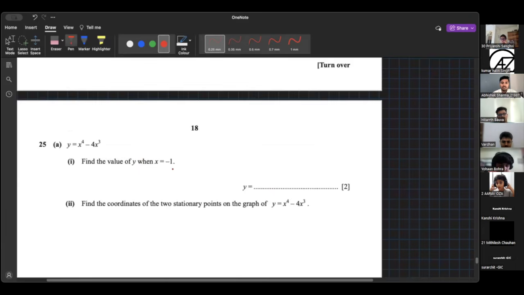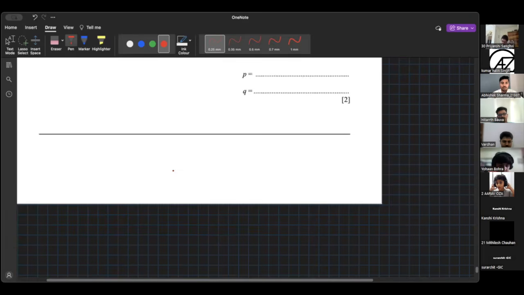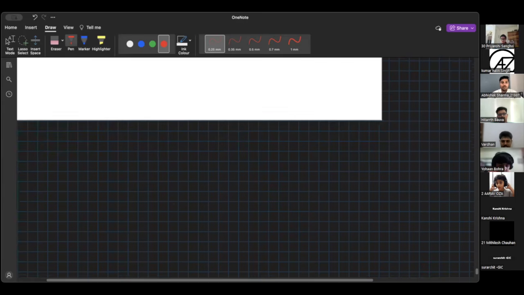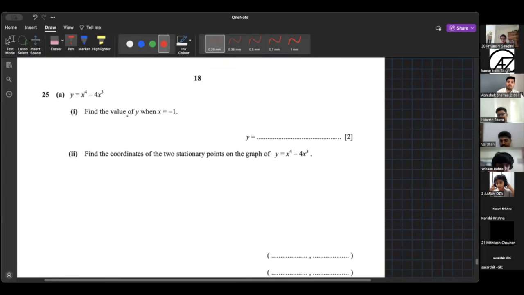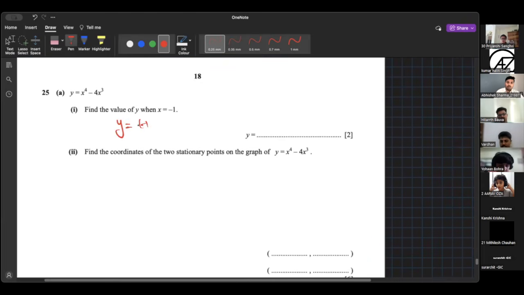Let's move on to question number 25, and I think this is the last question now. Question number 25, it says value of y when x is -1. So y is equal to -1 to the power 4 plus 4 multiplied by -1 to the power 3. So this is 1 and plus 4, that is 5.